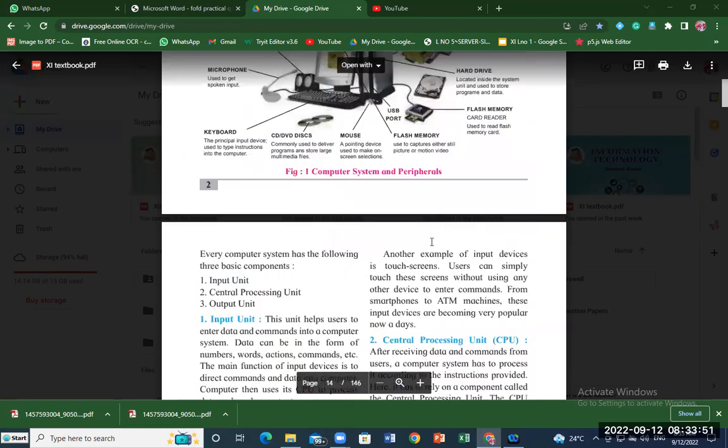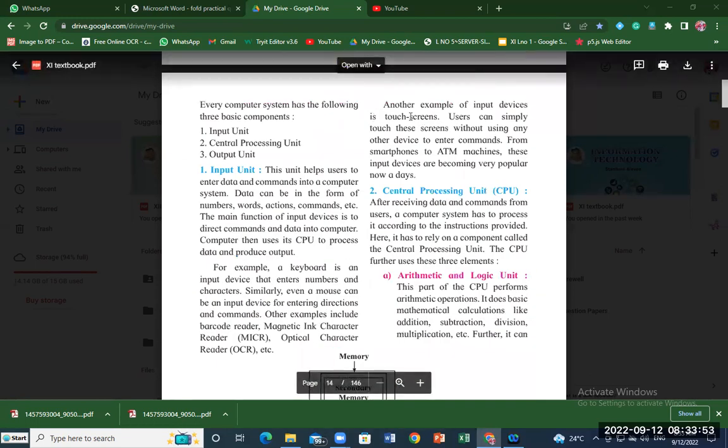Another example of an input device is the touchscreen. Yes, that is also a major input device, used all over, right? Because we are touching and giving the instructions. If I am using my mobile phone and I want to open certain apps, I'm not giving any instructions with a keyboard or a mouse, but I'm just touching that particular area. With that touch, my input instructions are being given to the operating system.